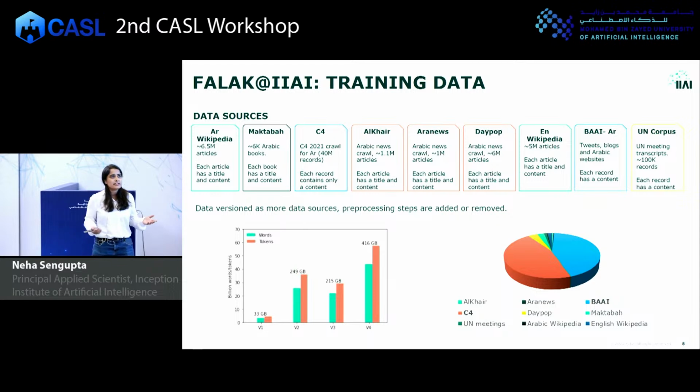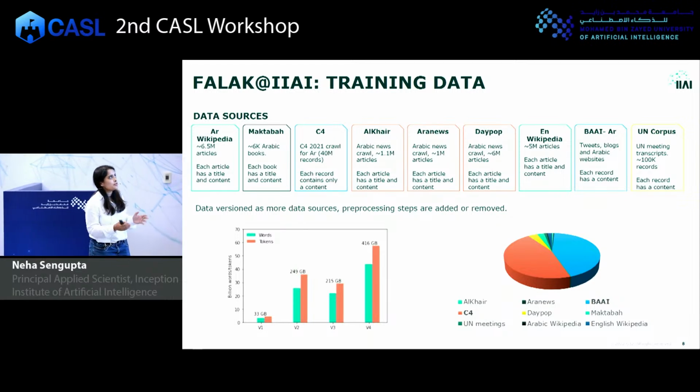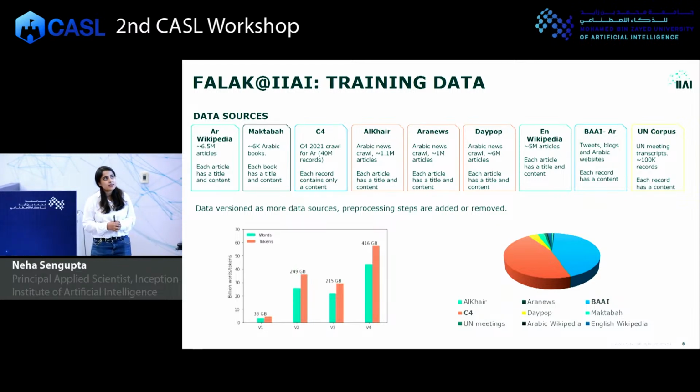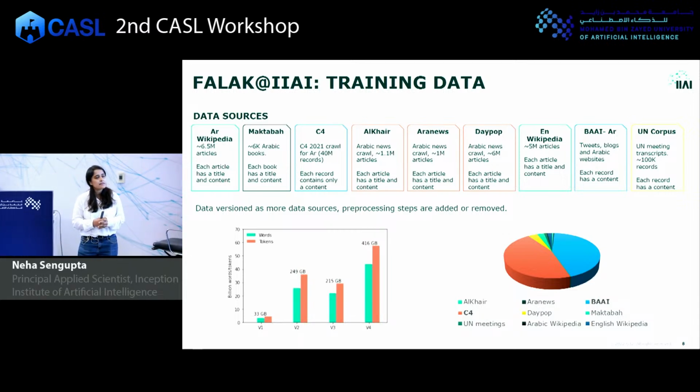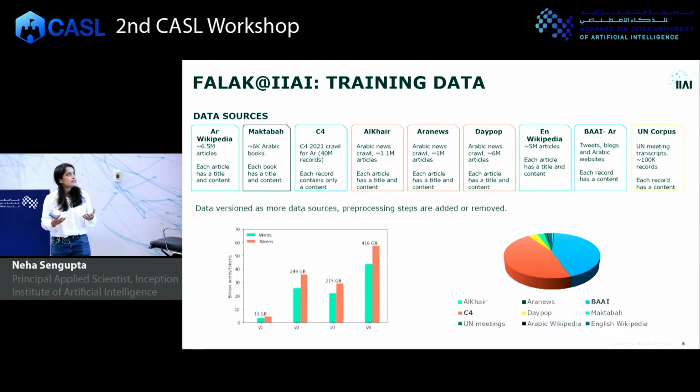Okay, so these are our data sources. Just an overview, it's color-coded by the domain. So we have Arabic Wikipedia, and then we have Arabic books. We have the Common Crawl in Arabic, and we have 3 kinds of news data sets. Arabic news data sets, basically, news from this side of the world.